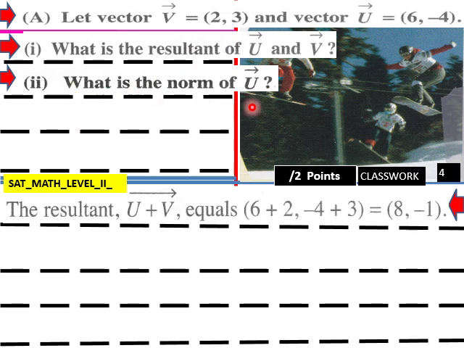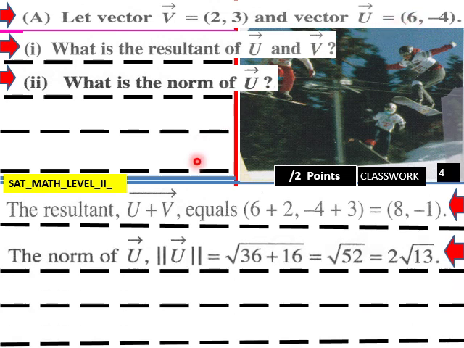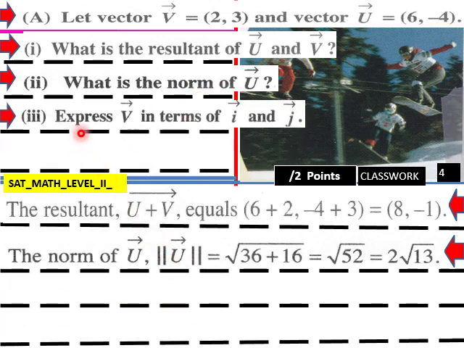And 2, what is the norm of u? How do we find the norm of u? To find the norm of u, we go 36 plus 16, 6 squared plus negative 4 squared, and then that's radical 52, which is 2 times the square root of 13. So we're learning a lot of terminology here. If you don't have any vector background, contact me.